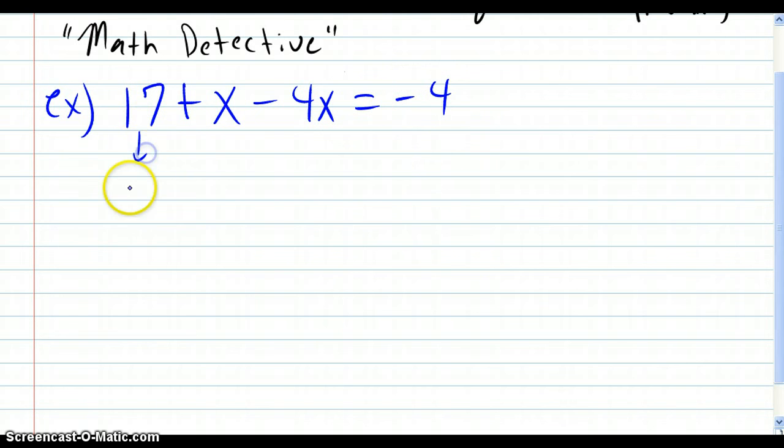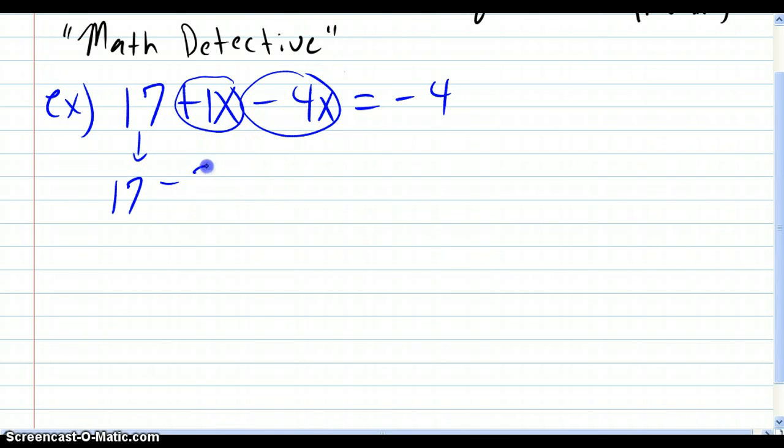Remember, there's no other number here, so I'm bringing down the 17. There's no numbers here. Now, there's a 1 right here. So positive 1x minus 4x. Positive 1 minus 4. 1 minus 4 is a negative 3x. Bring down the equals, bring down the negative 4. Now x is here. There's a number here.